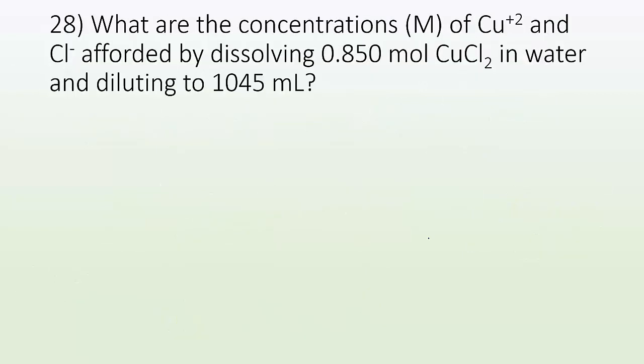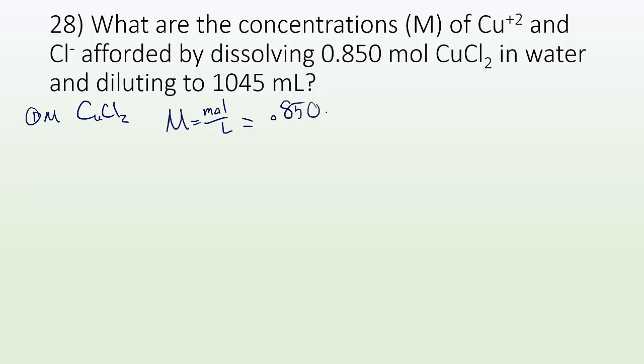All right, 28. What are the concentrations in molarity of copper 2+ ion and chloride afforded by dissolving 0.850 moles of copper chloride in water and diluting it to that many milliliters? So it's like the same problem before, but with different numbers. So first step, what is the molarity of the copper chloride? Well, again, molarity equals moles per liter.